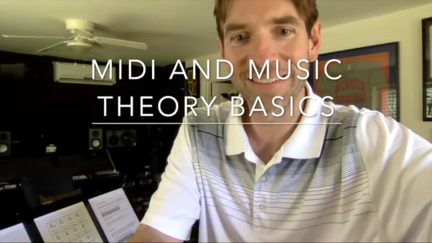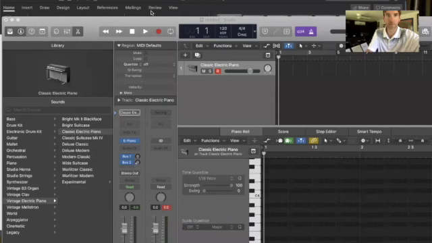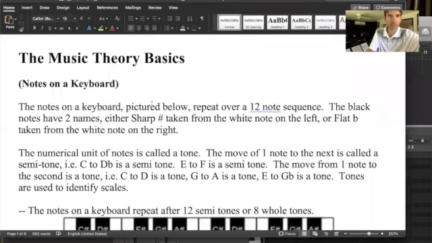Hi, everybody. Let's talk about the music theory basics. Let me share my screen here real quick. Look at some of the notes here. The music theory basics. Let's look at the notes on the keyboard.